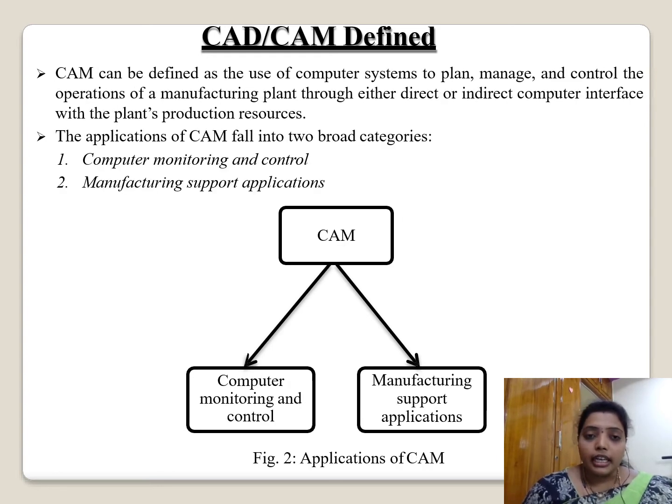Now let us see what CAM is. CAM can be defined as the use of computer systems to plan, manage and control the operations of a manufacturing plant through either direct or indirect computer interface with the plant's production resources. In the CAM process, the design of the object is taken and we upload that software into the machines.